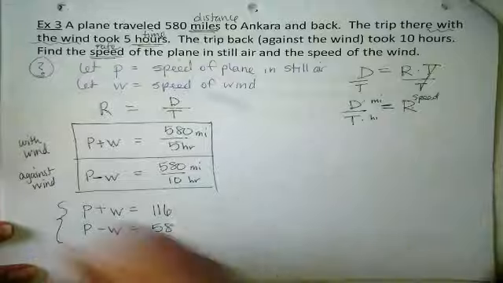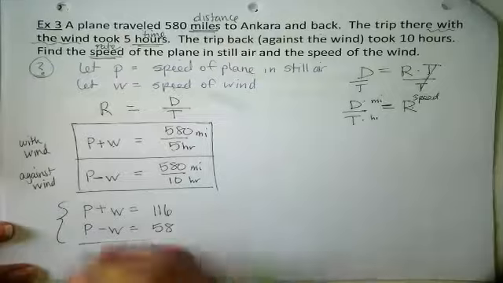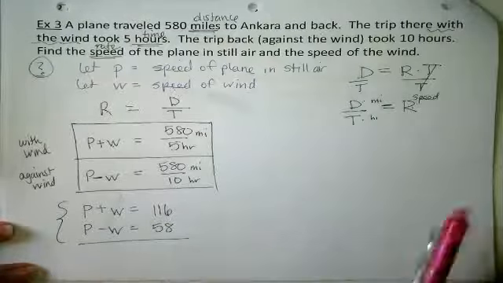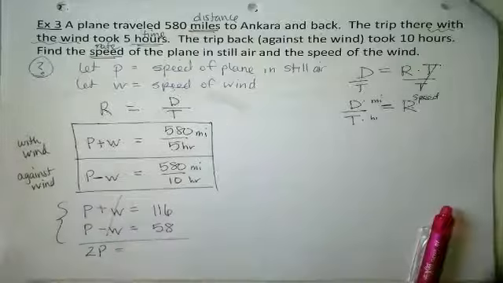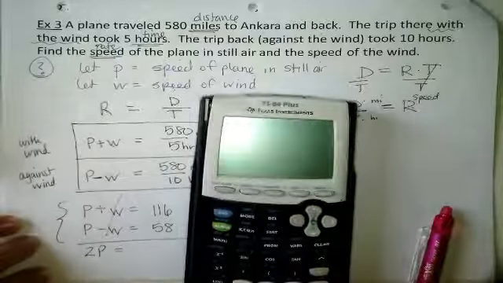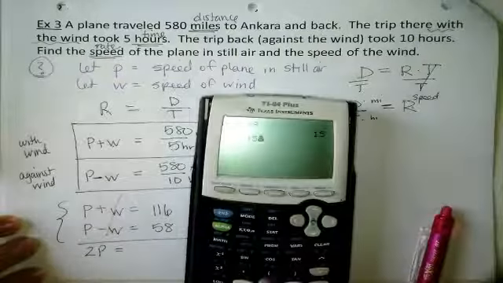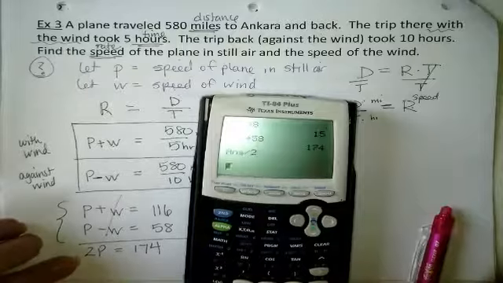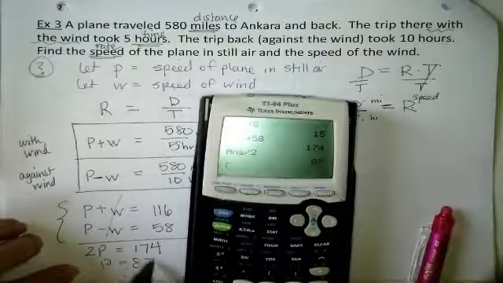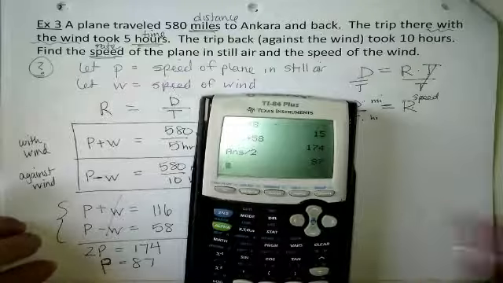So here is our little system of equations, and this is a super nice one. Positive W, negative W goes away. So we get 2P equals 116 plus 58, which is 174. And then we can divide by 2, and we get 87. Wow, that was one really slow plane.